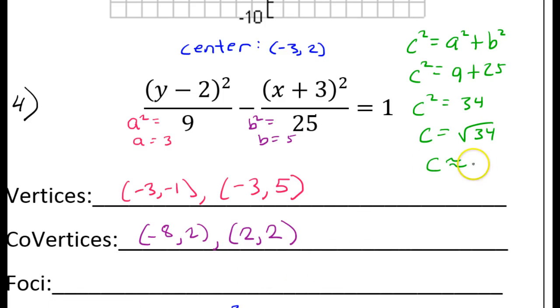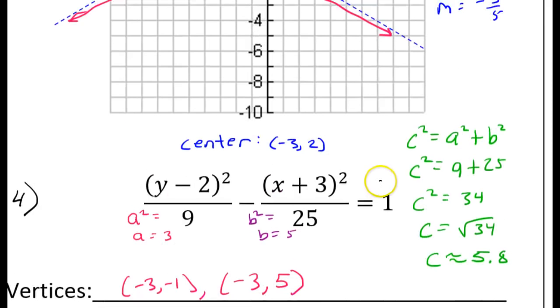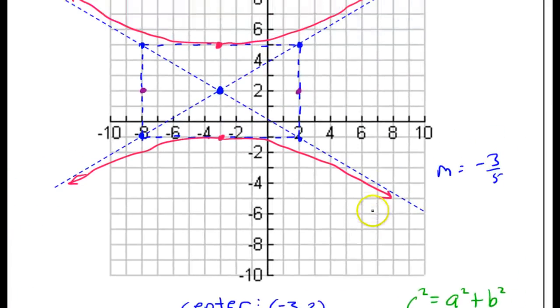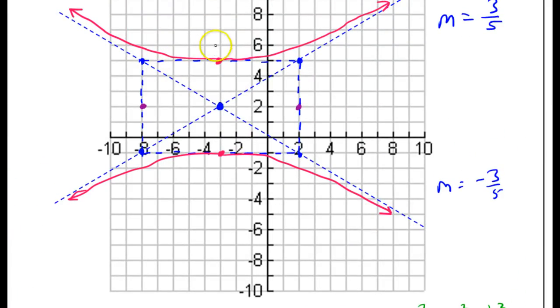A decimal approximation would be useful, and this is approximately 5.8. So I can use this for graphing, but I can't use it to label. Of course, the foci will be here in the interior of each branch. So if I go 5.8 from the center, there's 3, 4, 5, 5.8 would be about here. And if I go down, there's 3, 4, 5, 5.8 away would be about here.